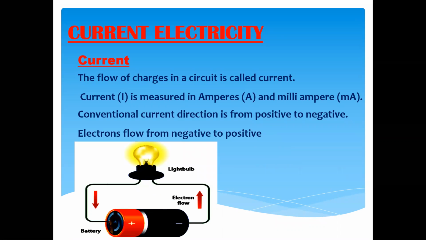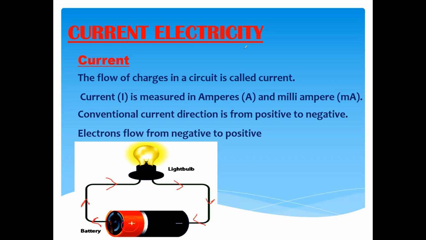For example, you can see in this picture you have a cell, and if I say show the direction of conventional current, what will be the direction of conventional current? The direction of conventional current is from positive to negative. So this is a positive terminal, so you will show movement from positive to negative. But if I say what will be the direction of electron flow, or movement of electrons, electrons move from negative terminal to positive terminal. So it shows that the direction of electron flow and the direction of conventional current are always opposite of each other.